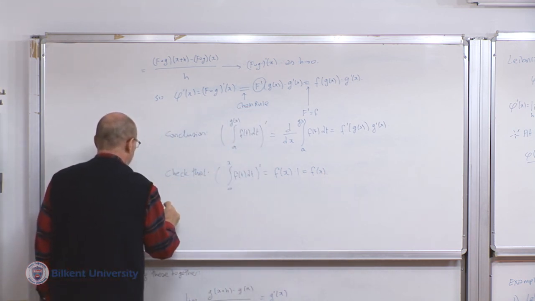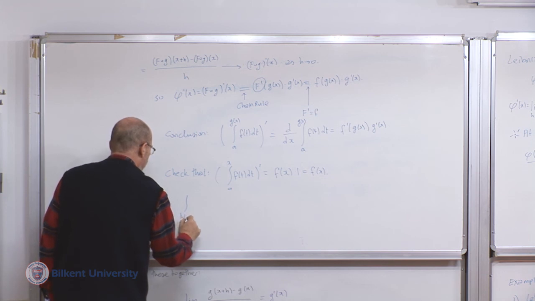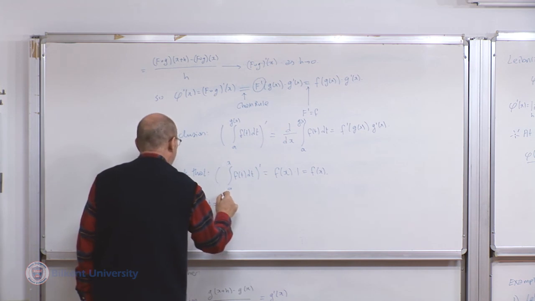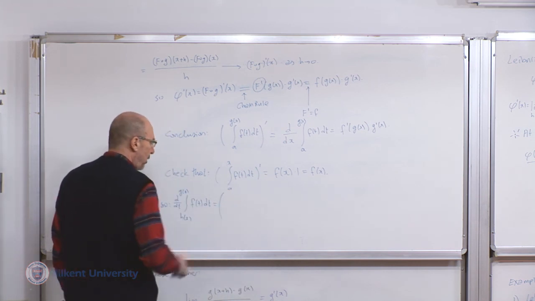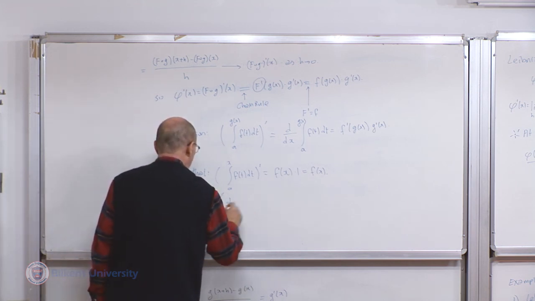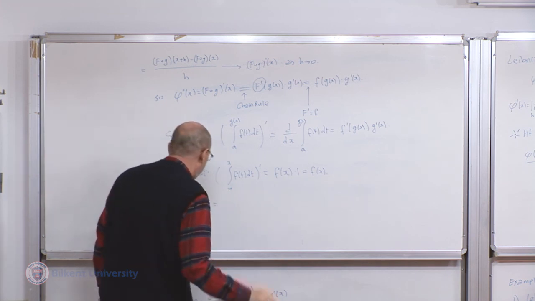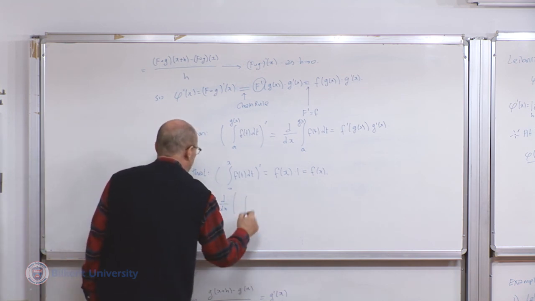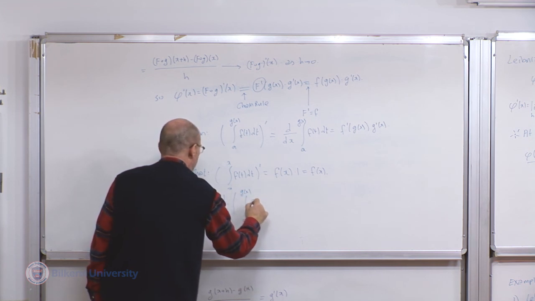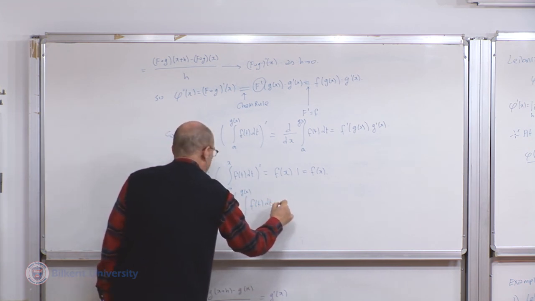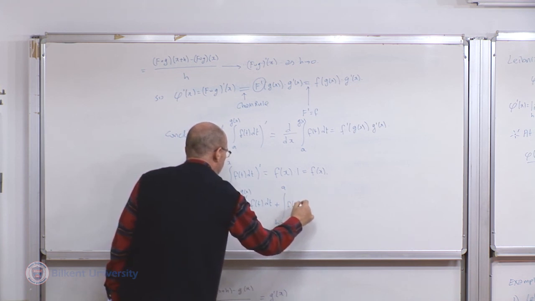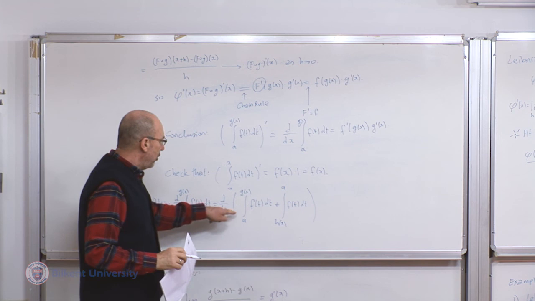Also, this is the last thing I'm writing. If I have the integral from h of x to g of x of f of t dt, and I want to take the derivative of this, this intermediate step you do only once in your mind, then you write the last step. So this is d/dx of the integral from some number a to g of x of f of t dt plus the integral from h of x to some number a of f of t dt. Now I know how to take the derivative of this.